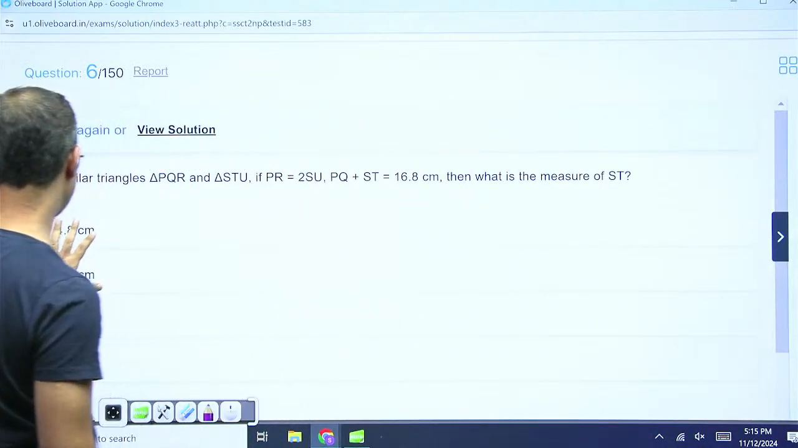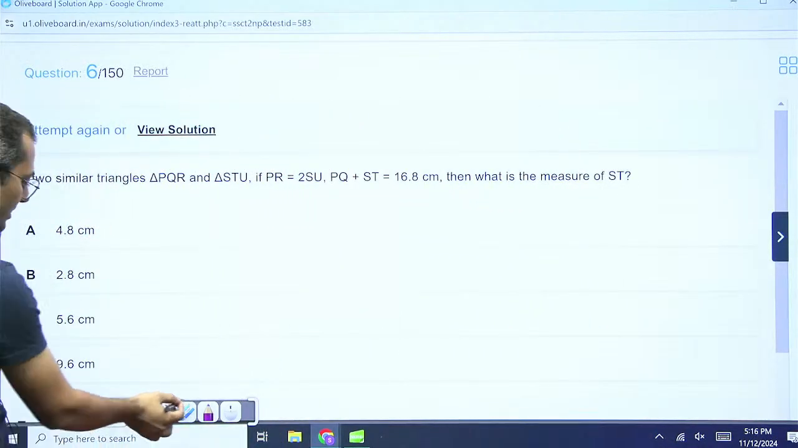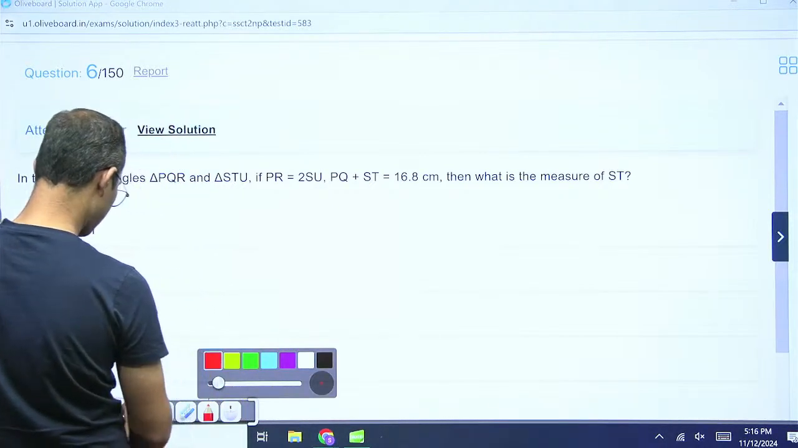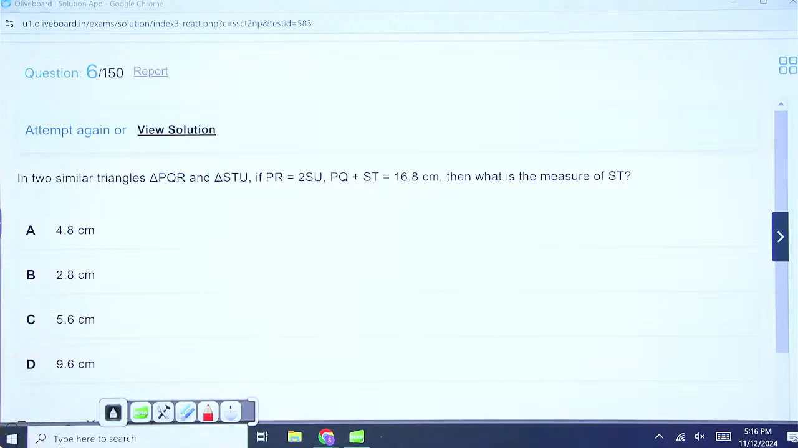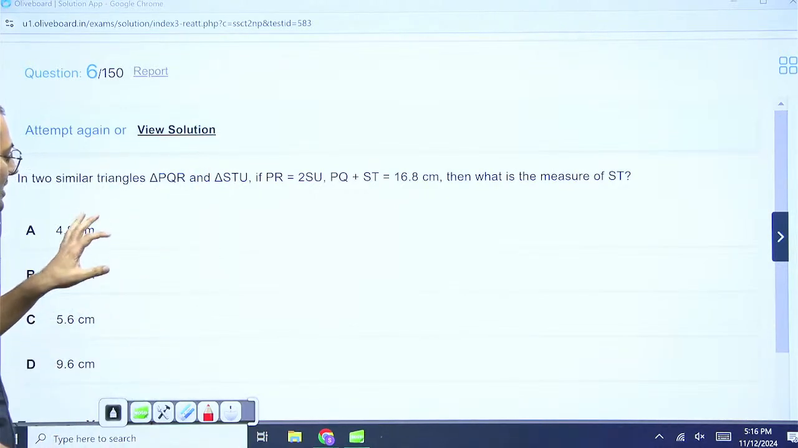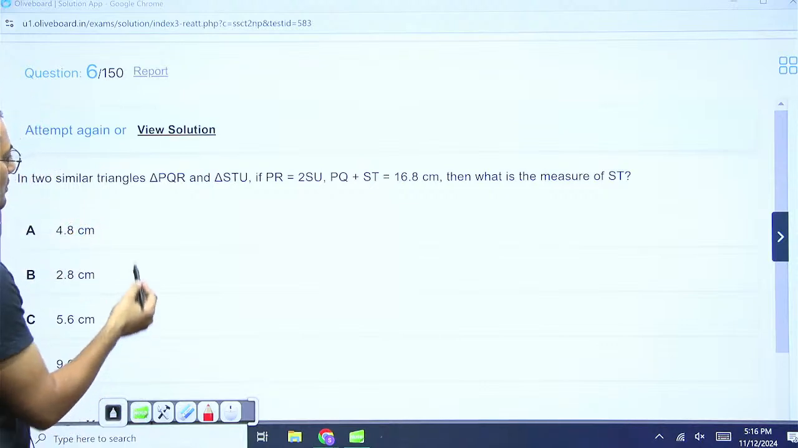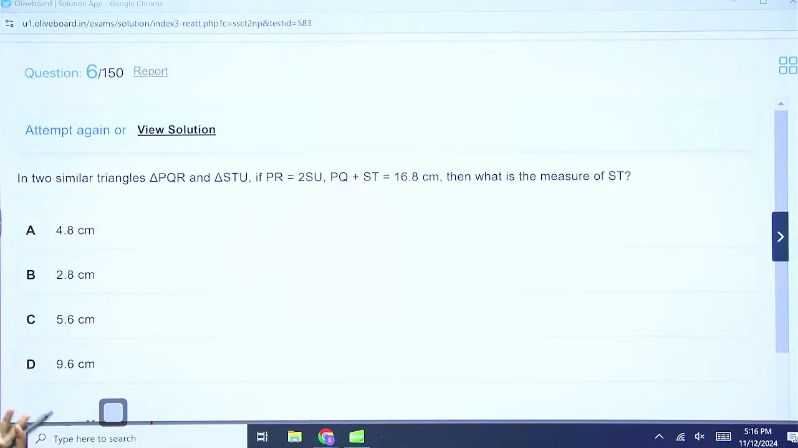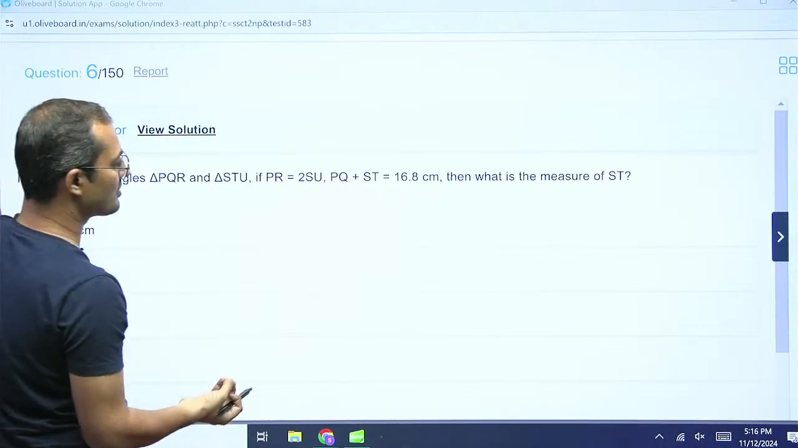Tell me what is the answer for this question. See, the question is saying, in two similar triangles. So we have two similar triangles. What is the criteria, what is the result of similarity? If two triangles are similar, it means their corresponding angles are equal and their corresponding side ratio is also equal.